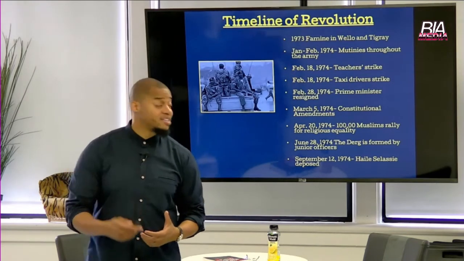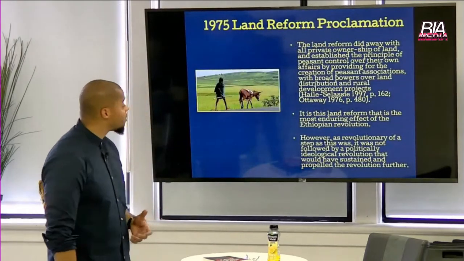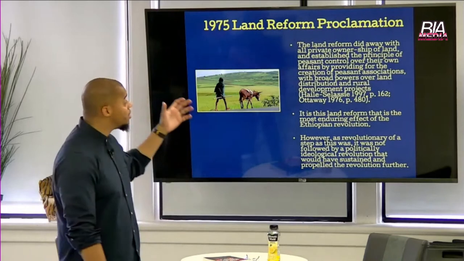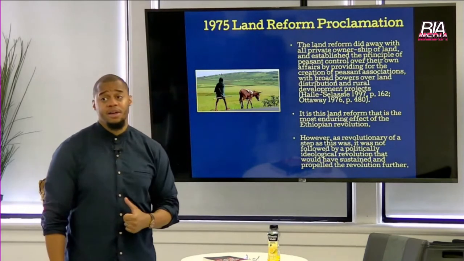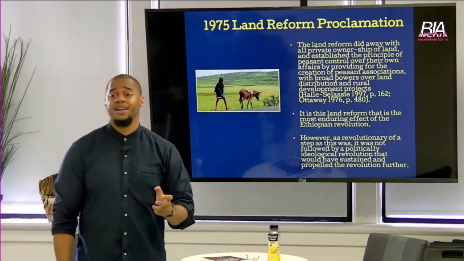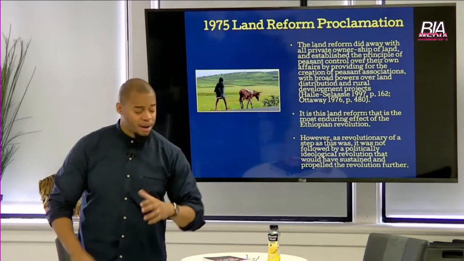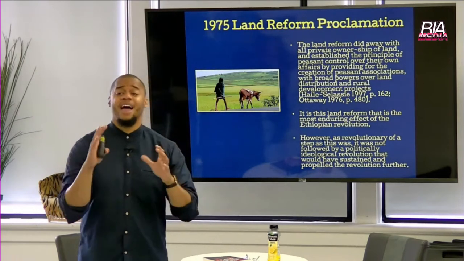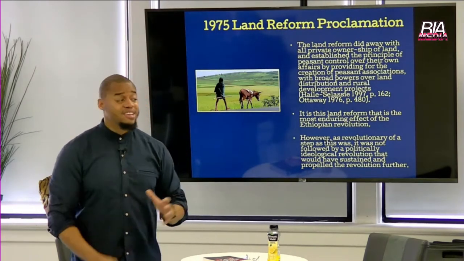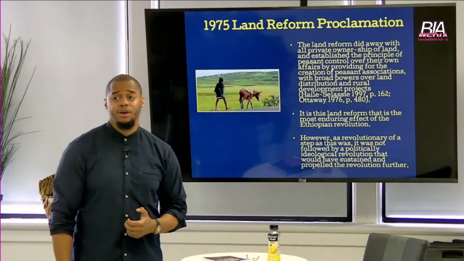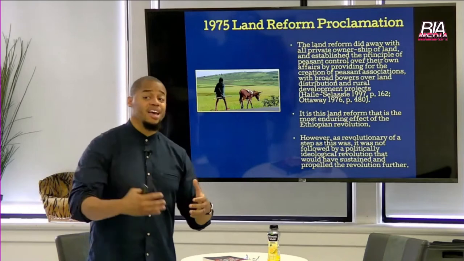The Derg does some revolutionary things at first, including the 1975 Land Proclamation, probably the most radical thing that they do, where they create a law that the people that work on the land will actually own the land, probably the most significant land reform in African history, because this changed centuries of relations in Ethiopia, where the poor people actually controlled their land. It's the first time that this happened.